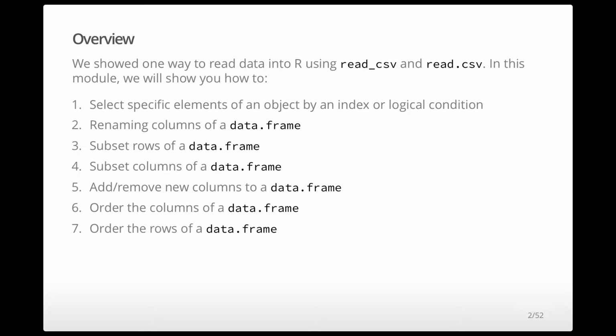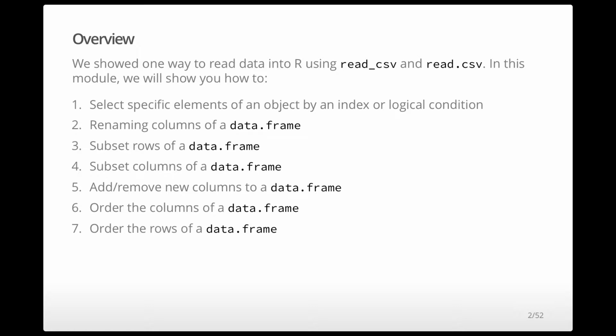we use read_csv. That's one way you can get data in there. There are other ways. If you have tab delimited, there's read_tsv for read tab, and read_excel. So let's say we have some data in there, and these are the operations we're going to be talking about too. Select specific elements by some index or logical condition. So for example, a logical condition would be age is greater than 42, right? An index being like, I want to look at row 5. Renaming columns of a data frame, subsetting rows of a data frame, subsetting columns, adding or removing new columns, ordering the columns, and I mean shifting them around, and ordering the rows.